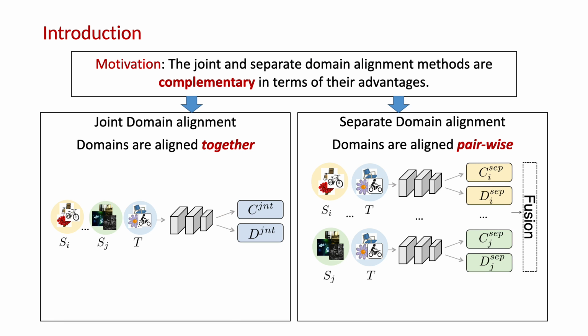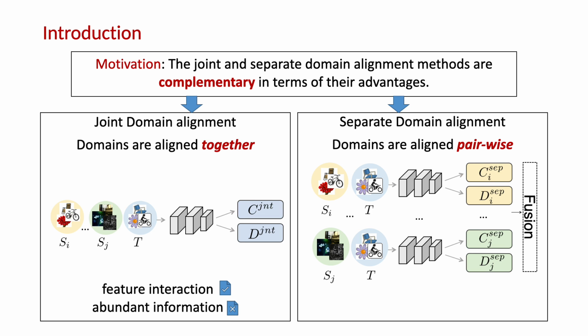Our motivation is that the joint and separate domain alignment methods are complementary in terms of their advantages. Specifically, the joint domain alignment methods minimize the discrepancies of all domains jointly, and they take advantage of feature interaction before decision-making but suffer from much information loss.